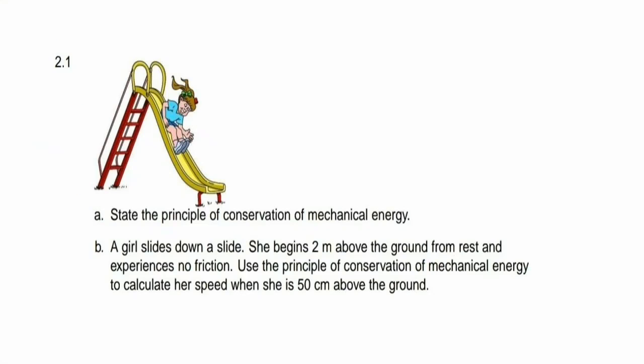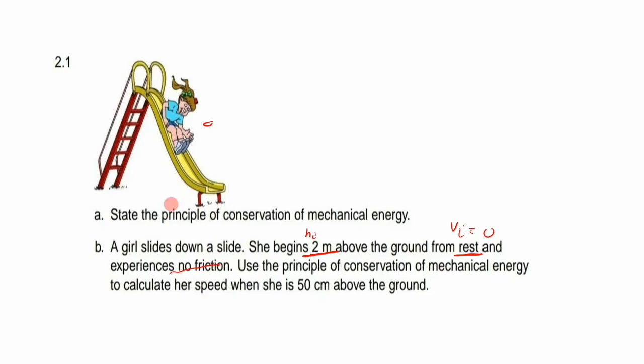And then B says a girl slides down a slide. She begins 2 meters above the ground. So let's highlight that. So 2 meters here, that's our height initially. And then from rest, so she slides down and then begins from rest. We know that when we see the word rest, it indicates that our v initially is 0 and then experiences no friction. So no friction.